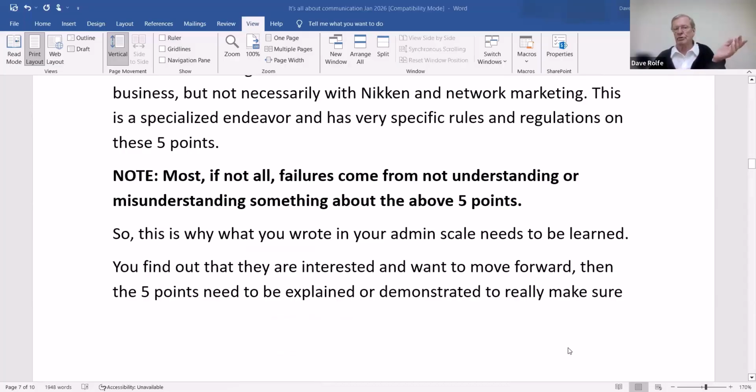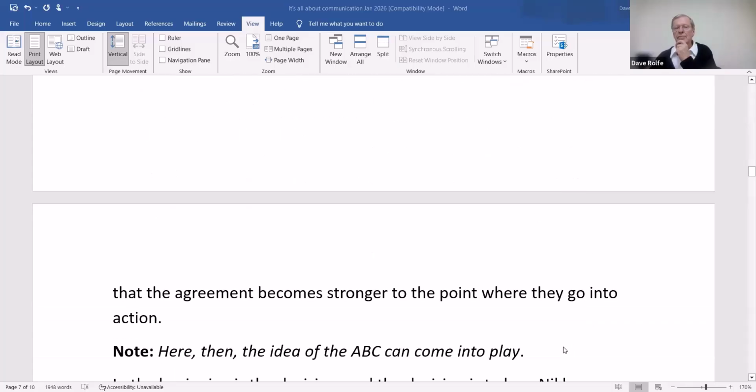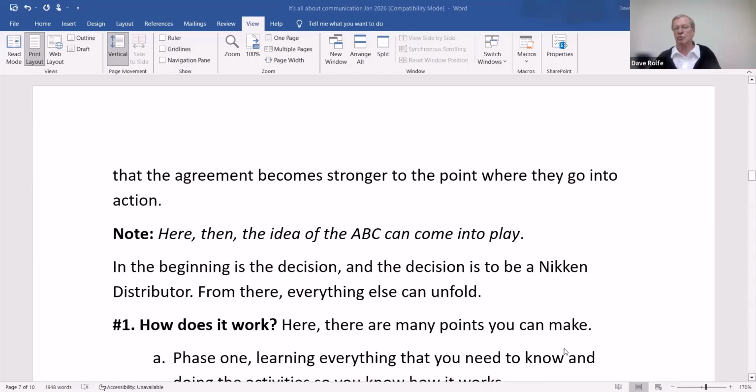So this is why you wrote in your admin scale what needs to be learned. When you find out that they're interested and want to move forward, those 5 points need to be explained or demonstrated, and really make sure that the agreement becomes stronger at the point where you get into action. And this is where you can start with ABCs.